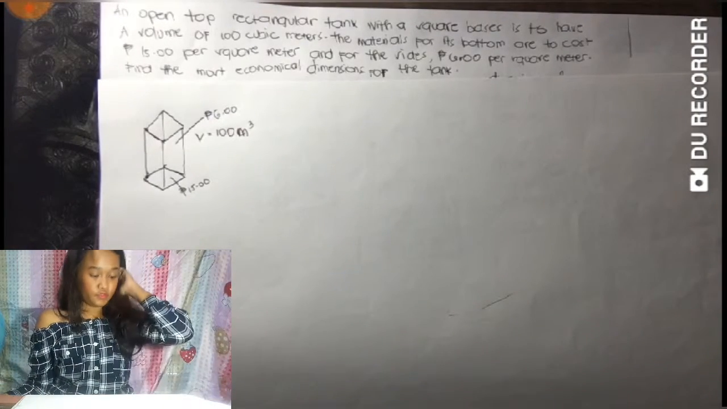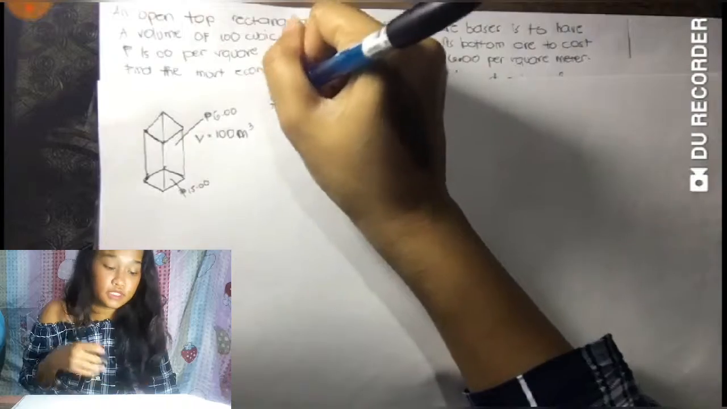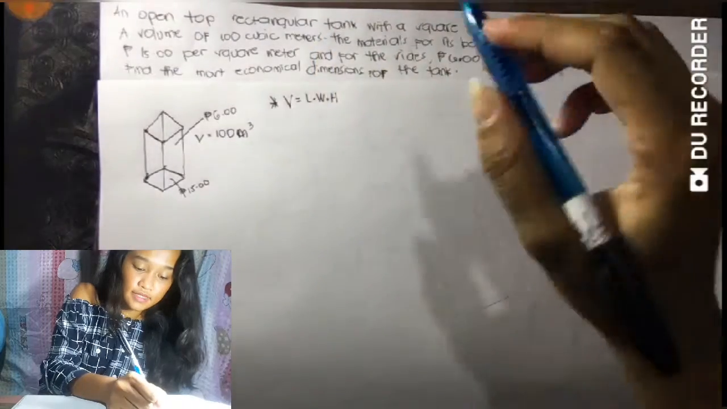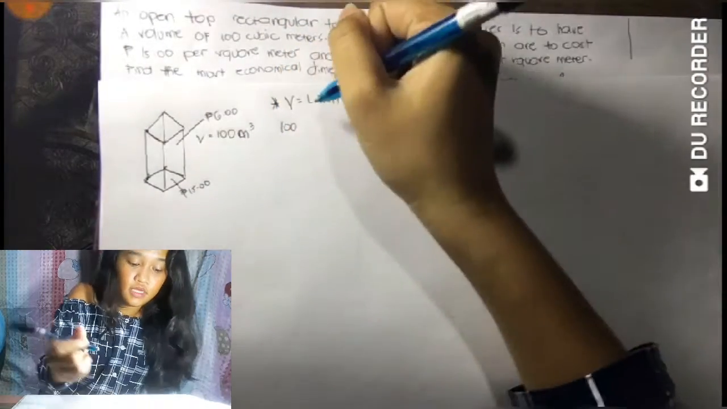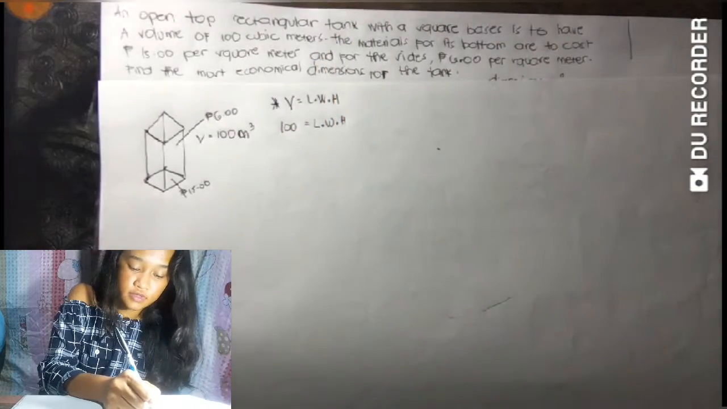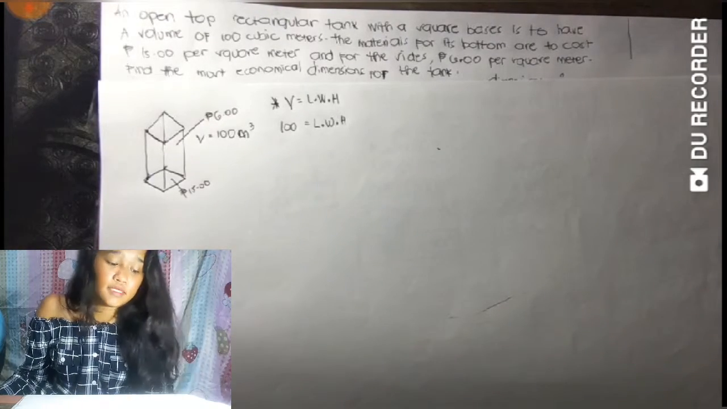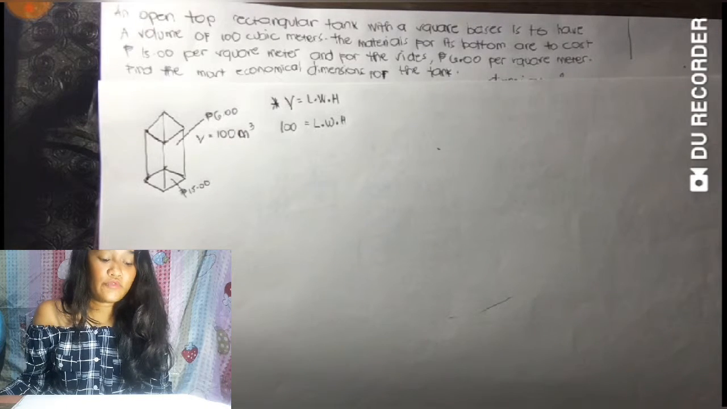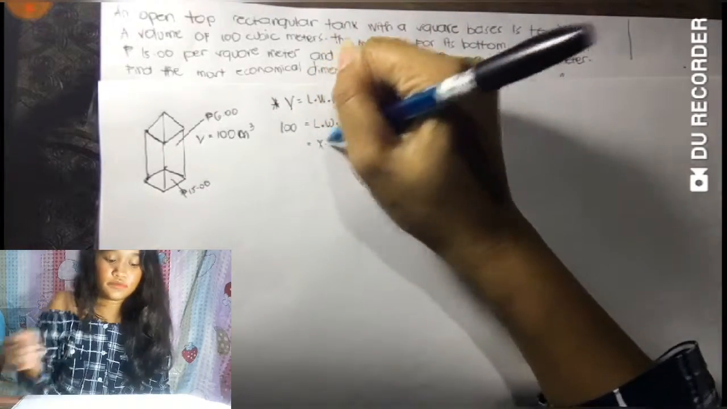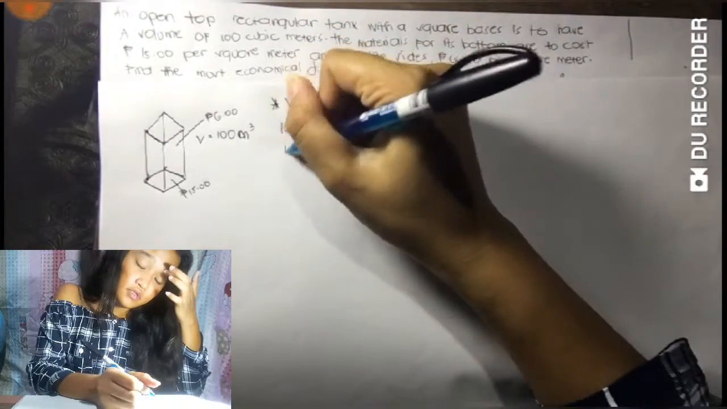Now we already have the visual model, and the next one, we need to know the formula for getting the volume, wherein volume is equal to length times width times height. You're already given the volume, which is 100 cubic meters. 100 is equal to length times width times height. And since it says here that this tank has a square base, wherein a square has 4 equal sides, therefore we can conclude that the length and the width are of equal sides. You can just have x as a representation of both.